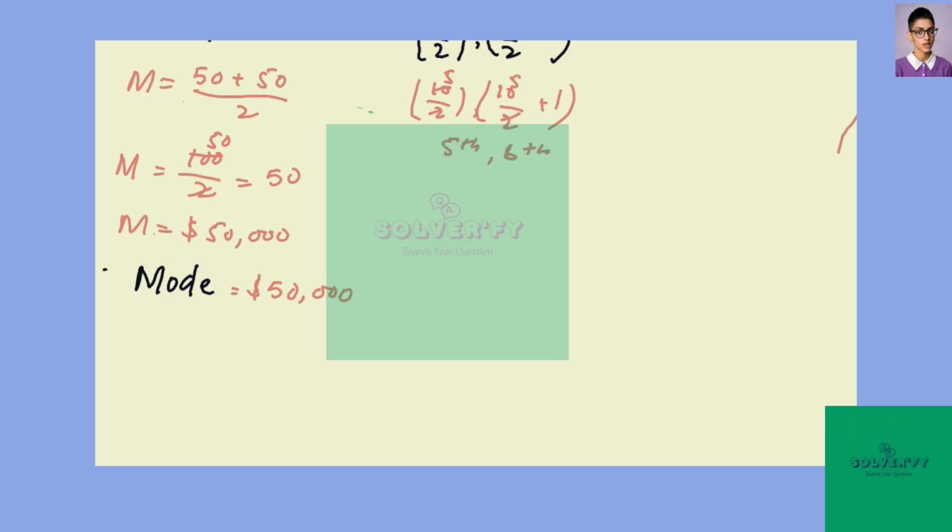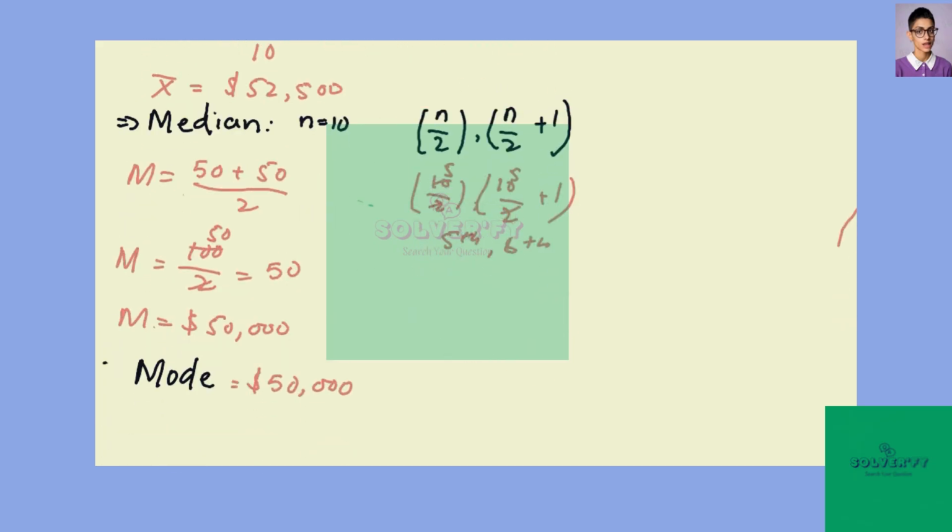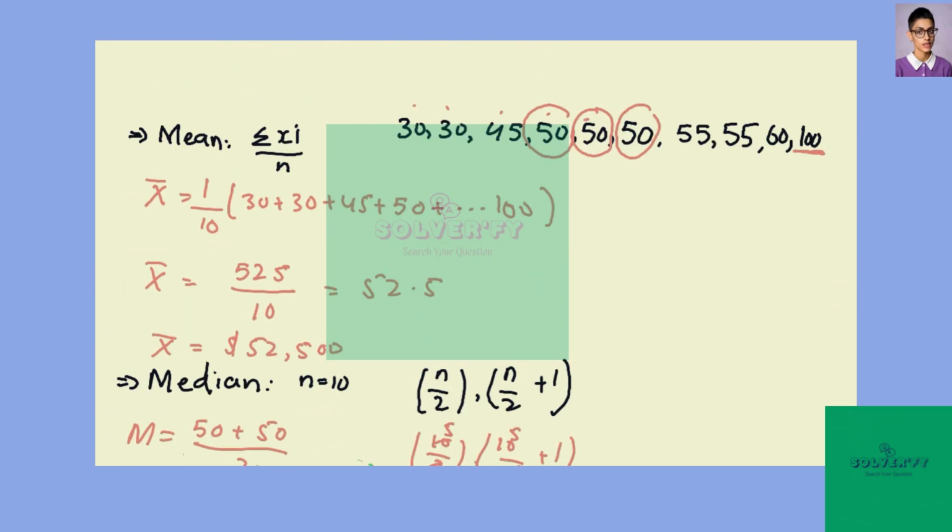So as we can see here that the mean increased by $22,500, but the median and the mode remains $50,000. So this is the difference between this one and the first observation.